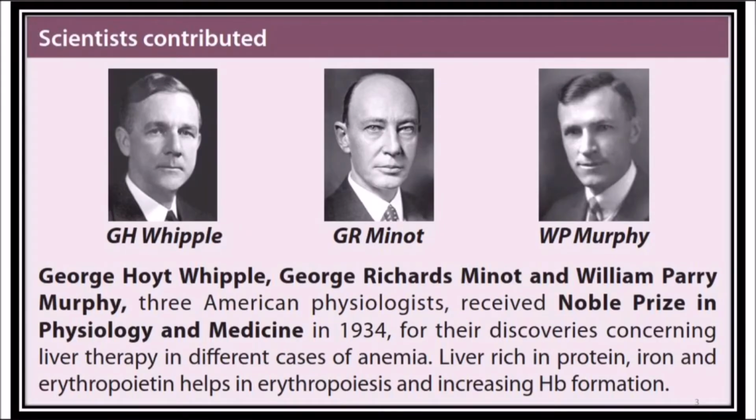There are several scientists who have contributed to anemia. George Hoyt Whipple, George Richards Minot, and William Parry Murphy are the three American physiologists who received the Nobel Prize in Physiology and Medicine in 1934 for their discoveries concerning liver therapy in different cases of anemia. They found that liver, rich in protein, iron, and erythropoietin, helps in erythropoiesis and increases hemoglobin formation.